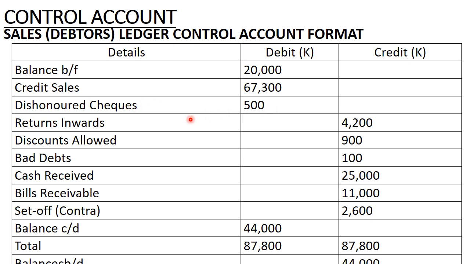Dishonored checks, debit side. Returns inwards should be credit. Discount allowed, credit. Bad debts, cash received, bills receivable. Also, there's a contra, which, again, we discussed that should be on the credit side in sales ledger. Okay, so when you get the total, you're going to get this, and when you try to balance, you balance this. That's all. Okay, so you just have to know the common accounts and whether they should be on the debit side or credit side.